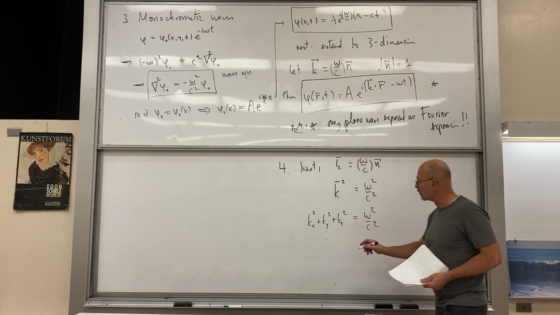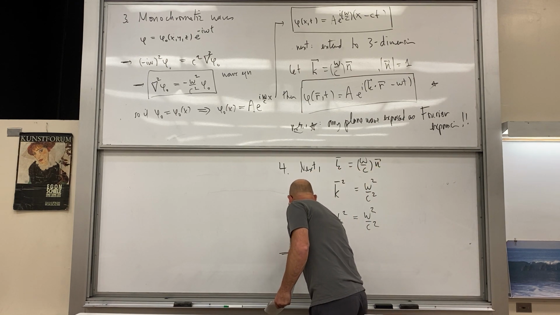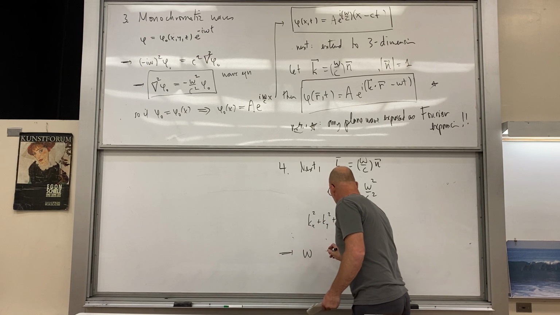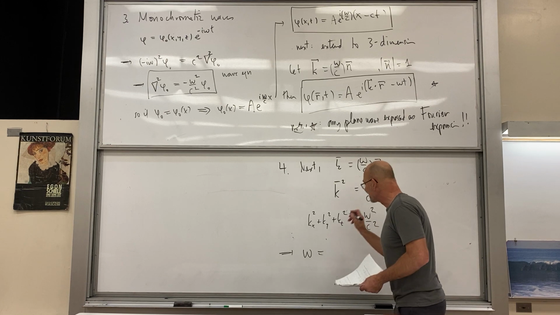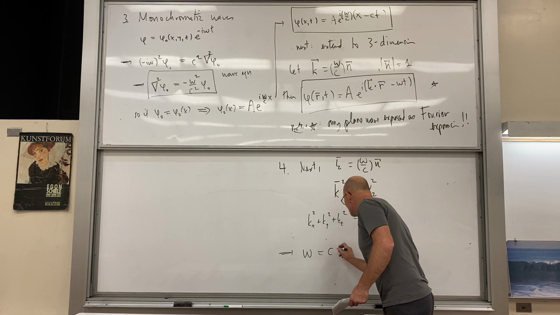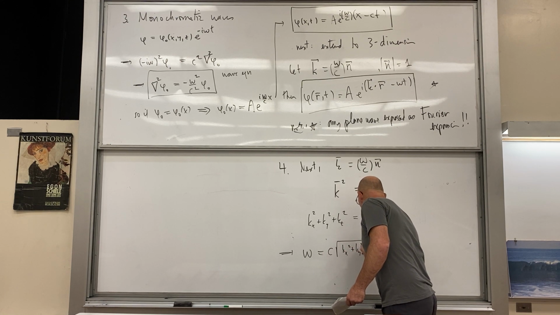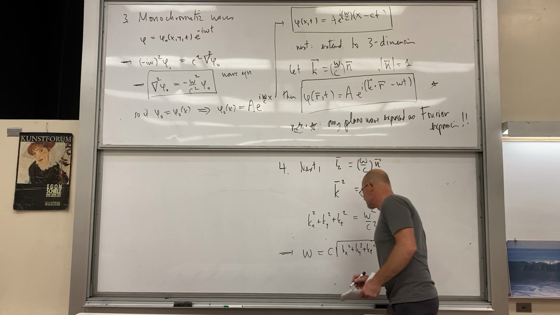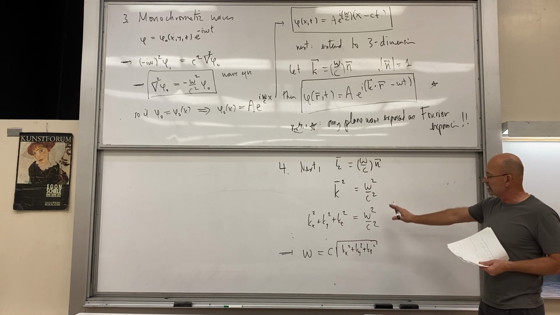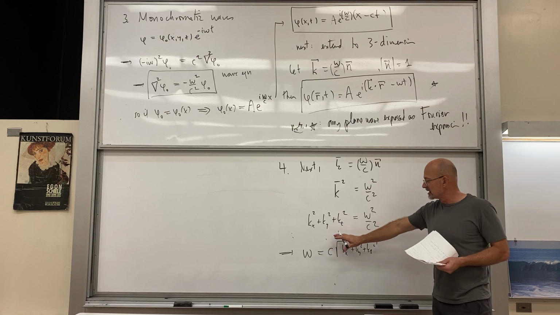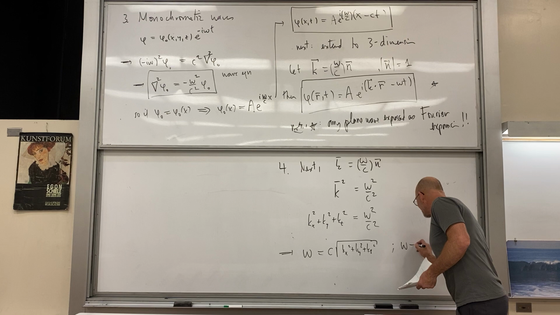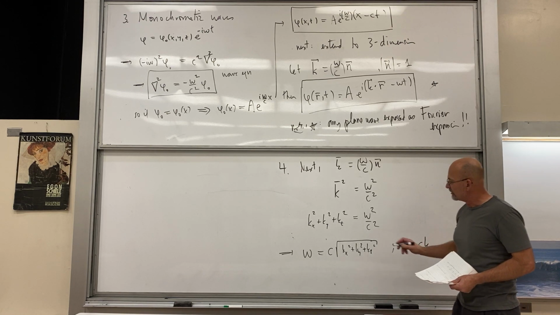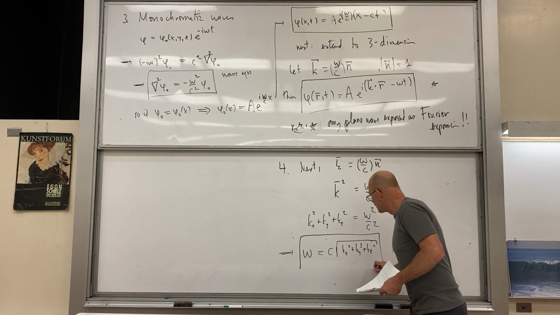And we can now solve for omega of c and k. Watch this: omega equals c times the square root of kx squared plus ky squared plus kz squared. So of course this is just a three-dimensional generalization of the expression that you know for linear waves, omega equals c times k. But we can look at this a little closer now.